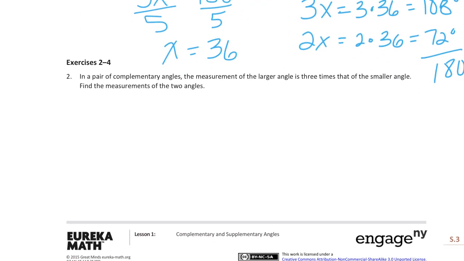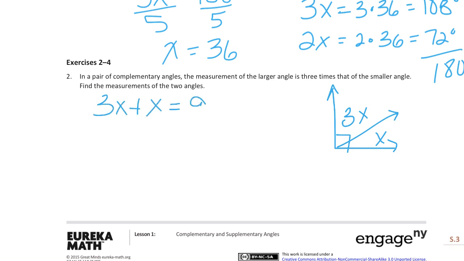In number 2, a pair of complementary angles. So I've got two angles that have to add up to 90. So I'm going to just split right here. And it says the measurement of the large angle is 3 times that of the smaller angle. So if I make the smaller angle x, that means the larger one is 3 times x. Find the measurements of the two angles.